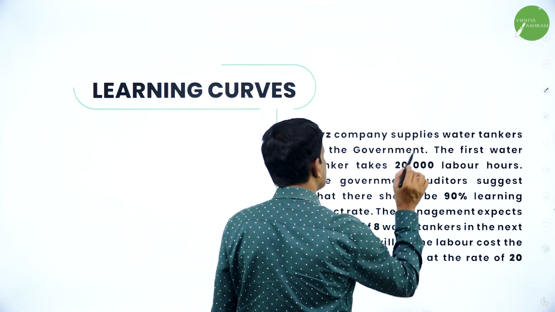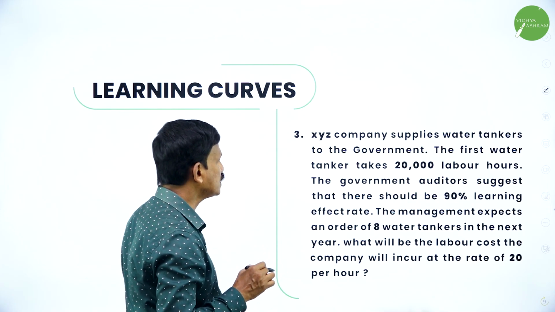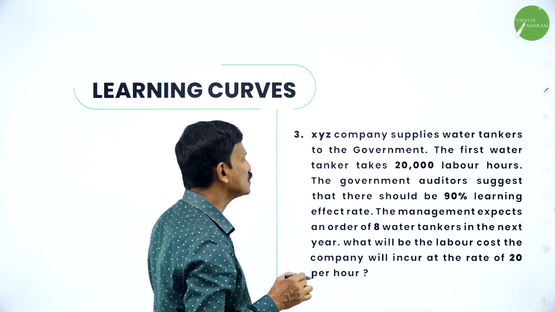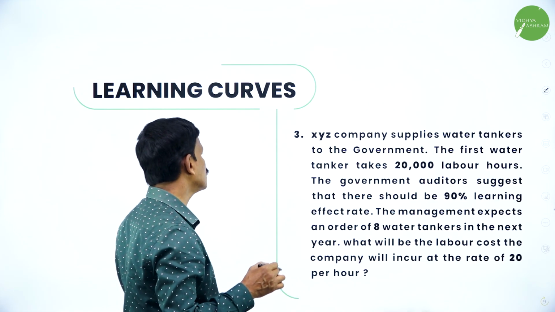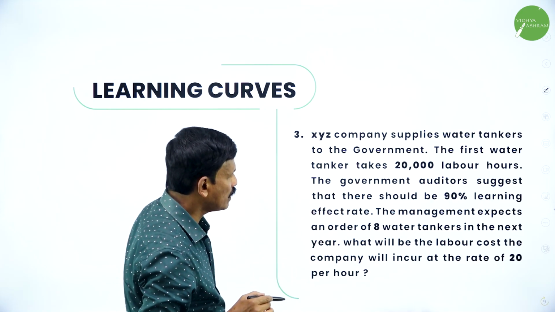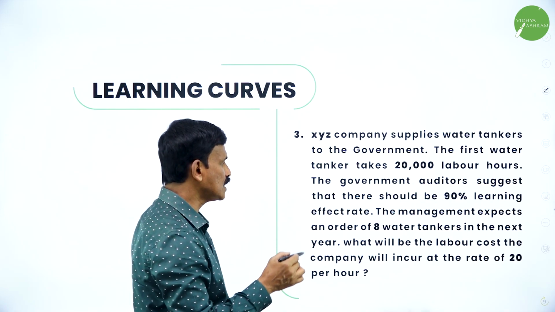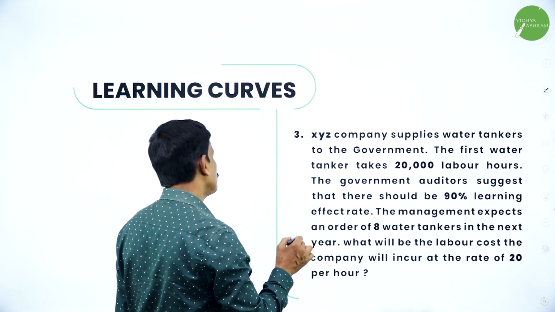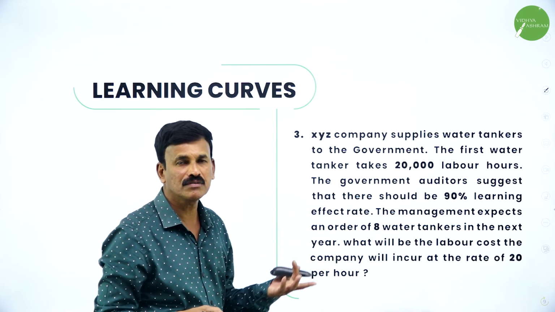XYZ company supplies water tankers to the government. The first water tanker takes 20,000 labor hours. The government auditors suggest that there should be a 90% learning effect rate. The management expects an order of 8 water tankers in the next year. What will be the labor cost the company will incur at the rate of 20 per hour? This is same as the first problem.